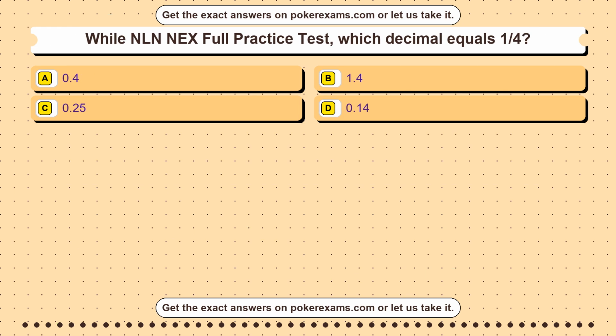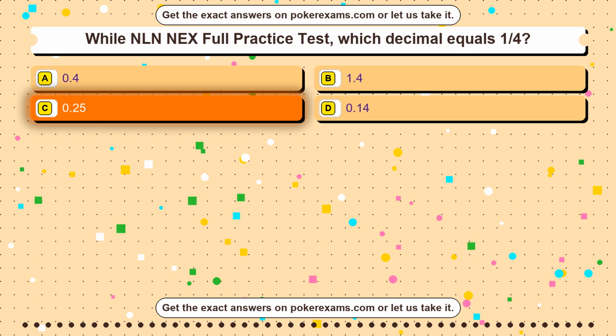Question 27. While get functions practice, which earth layer is liquid and surrounds the inner core? Option A, mantle only. Option B, lithosphere. Option C, outer core. Option D, crust. The correct answer is option C.